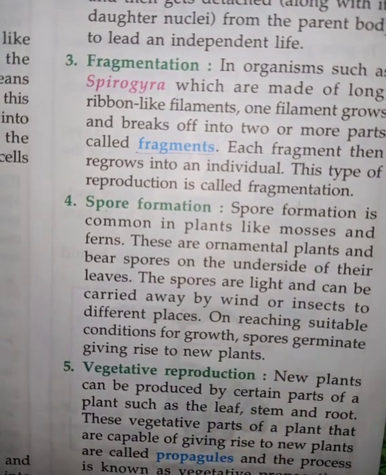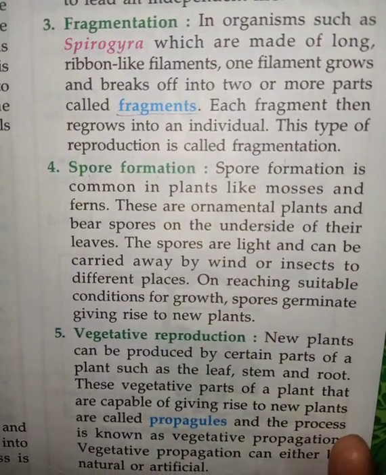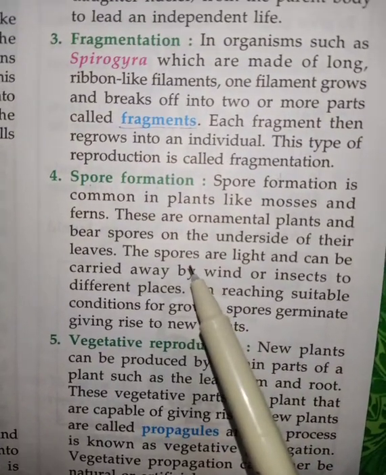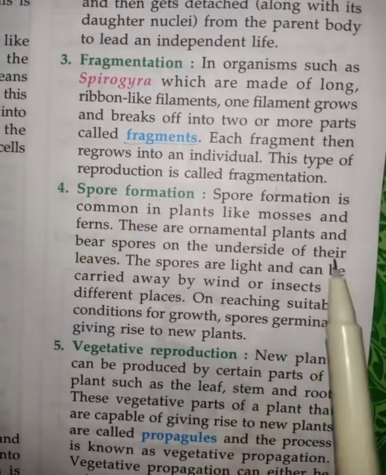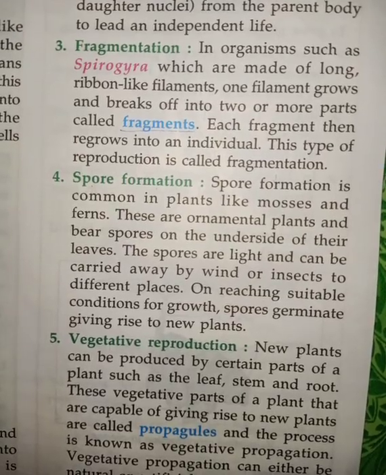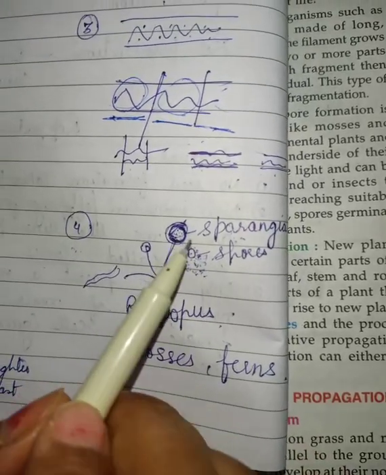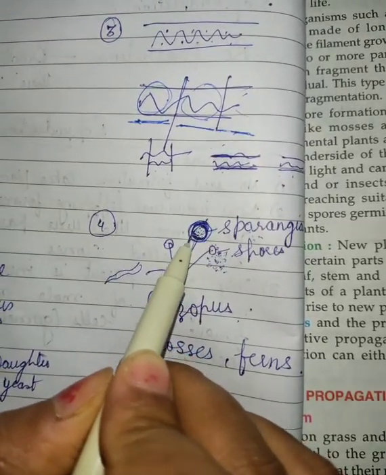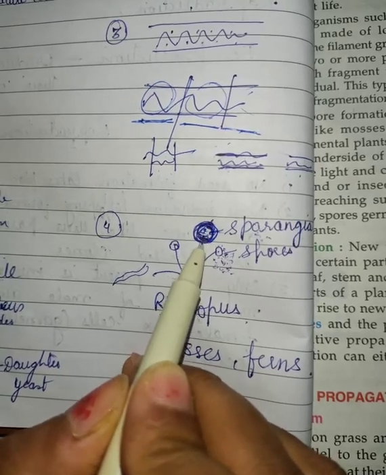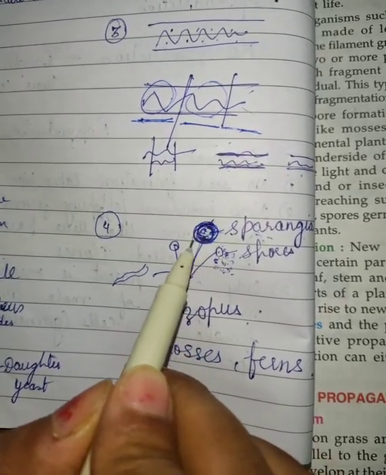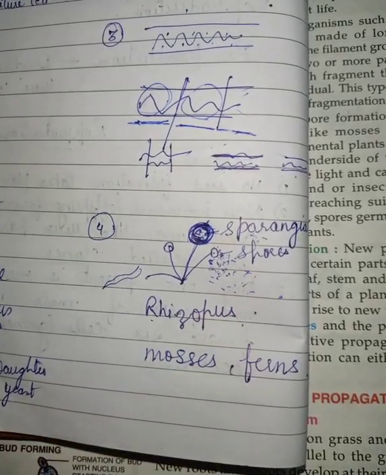Next is spore formation. Spore formation occurs mainly in mosses and ferns, and in ornamental plants. So what are spores? Spores are very light structures that are formed on the body of any parent body. You can see this is a plant. On this plant, a ball-like structure that you can see is the sporangia. Now this sporangia contains small spores inside it. These are the small spores. The outer covering bursts, and these small spores fly away in the air.